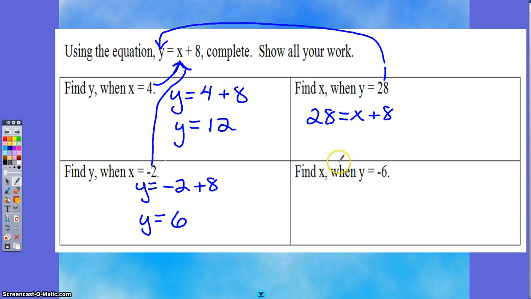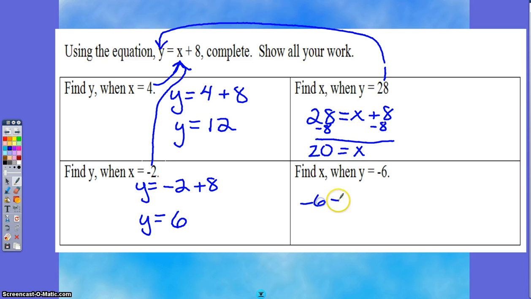So to solve that, we're going to have to do a step of algebra to get my x alone. So I'm going to have to subtract 8 from both sides, and I have x equals 20. So I found the value of x when I was given the value of y. Same thing, y is negative 6. So make sure you put it in the y slot. Don't accidentally put it in the x slot.